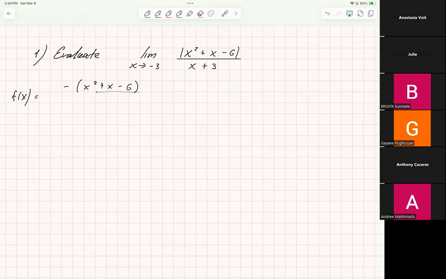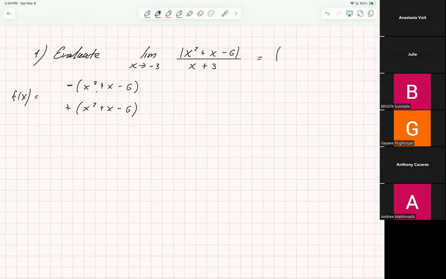Over, well, let's start with just the numerator, right? So that would be easier. So only with the absolute value, and we will have a positive x squared plus x minus 6. Now I think it would be a good idea if we actually simplify it here. Maybe that would be even easier.